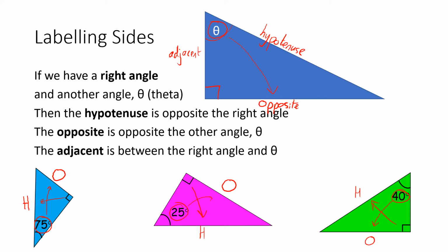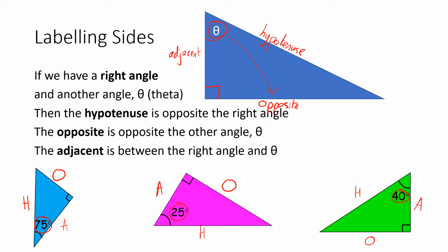That obviously leaves one side left to do, which is between the two angles. That's our adjacent. Notice I'm just writing in the letters of them rather than the whole word, because there is not enough time on the earth to write that much stuff. So yeah, O, A, and H. Make sure you can label those sides correctly.